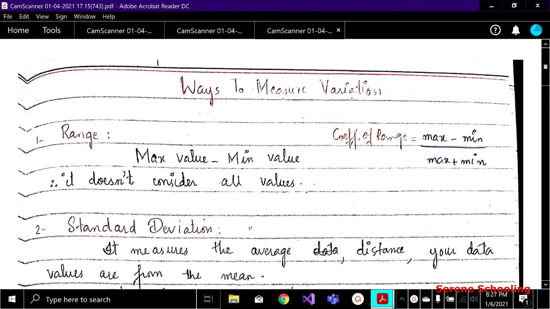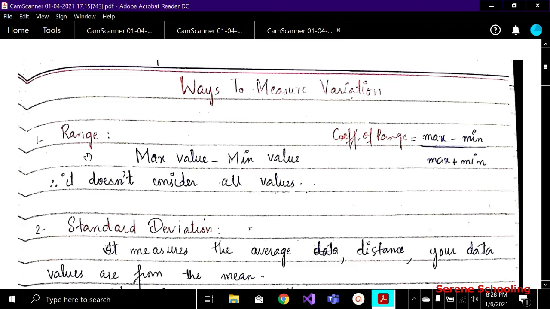Today we'll start measures of variation. Firstly, we will learn about range, and we have seen range when we were discussing the frequency distribution. The formula is the same over here: the maximum value out of all the data minus the minimum value. But one drawback of range is that it does not consider all the values, because it just considers the maximum and the minimum, but the mid values, all the center values, are not considered, so it does not give us the exact result.